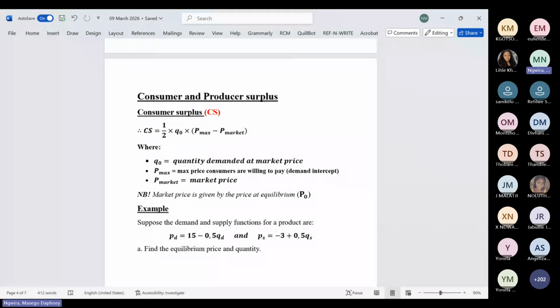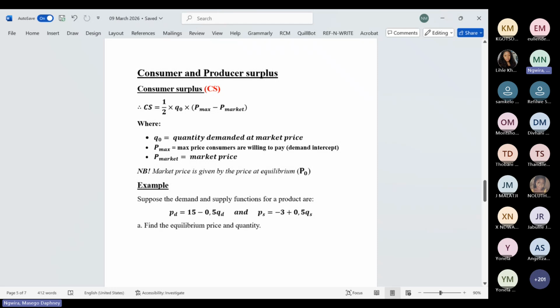So what I did is I did some research, Nyana, and then I decided to calculate consumer surplus like this, because we said that we're not going to use graphs. I found this formula for consumer surplus, where CS is equal to half times Q naught, where Q naught is your quantity demanded at market price, times P maximum minus P market. P market is the market price, okay?